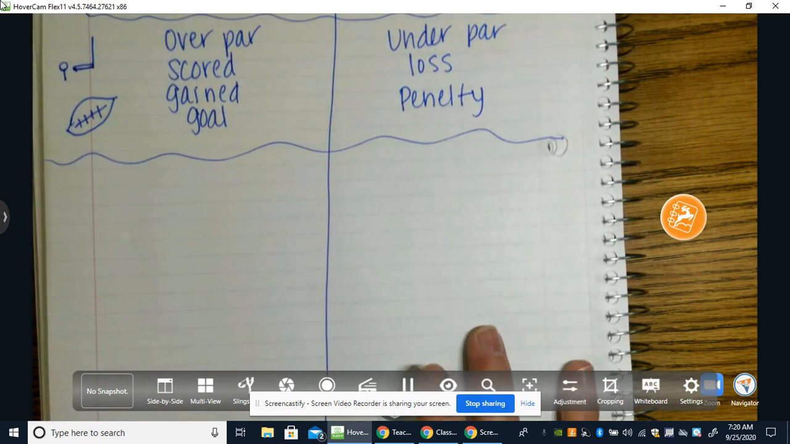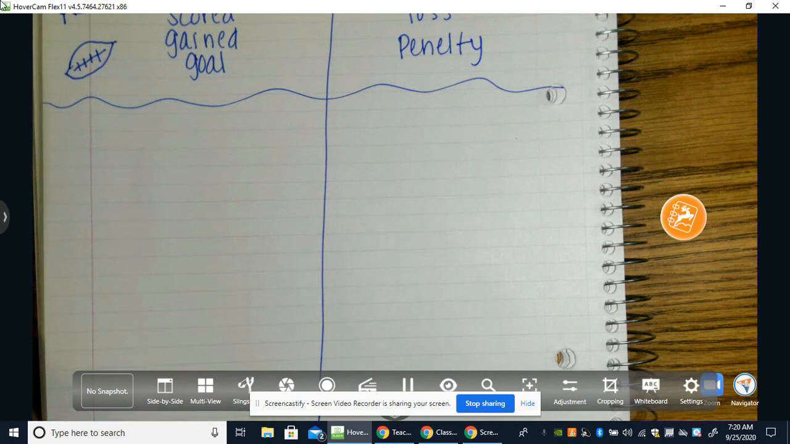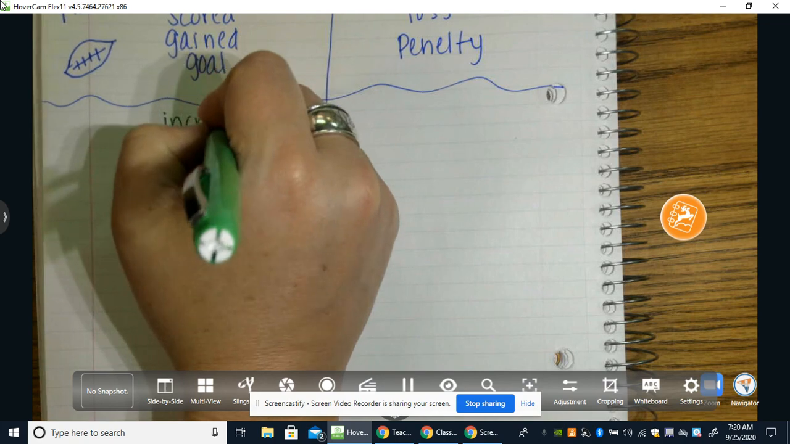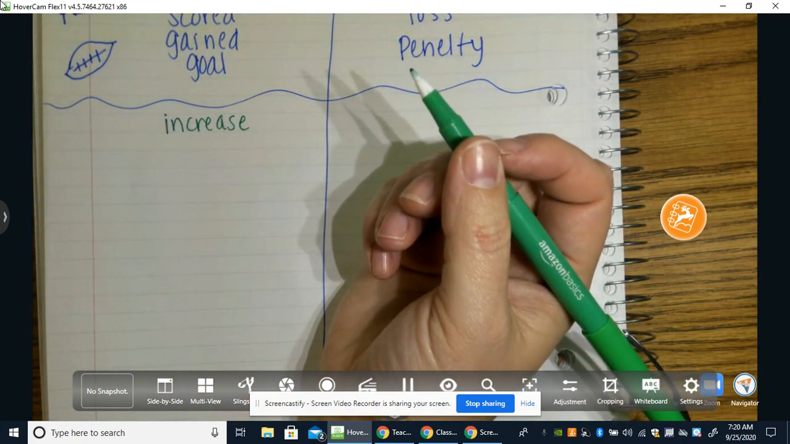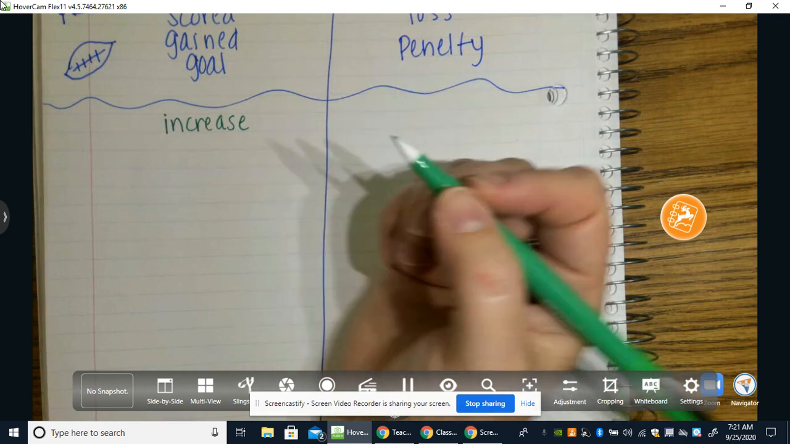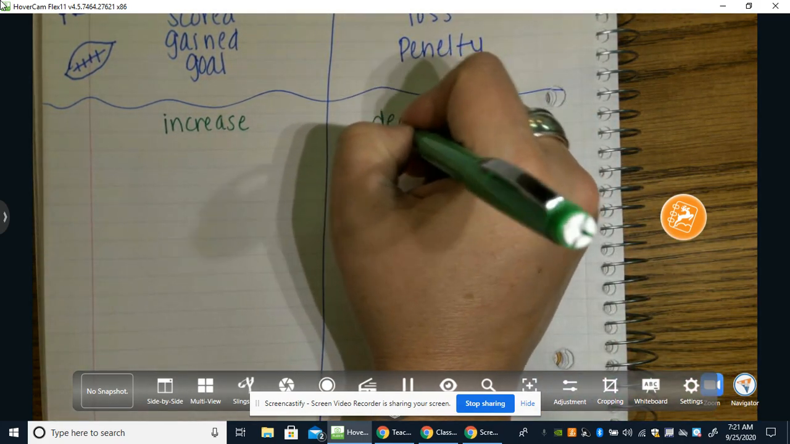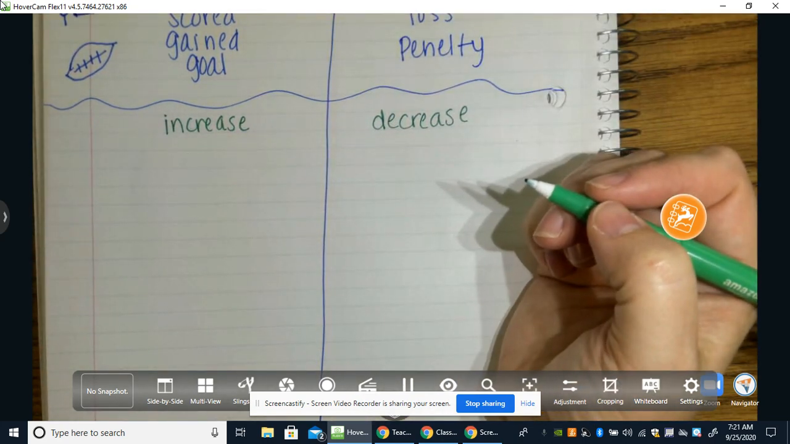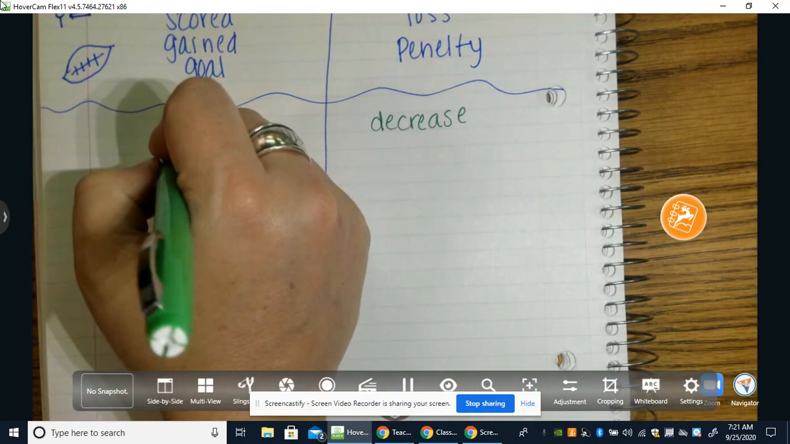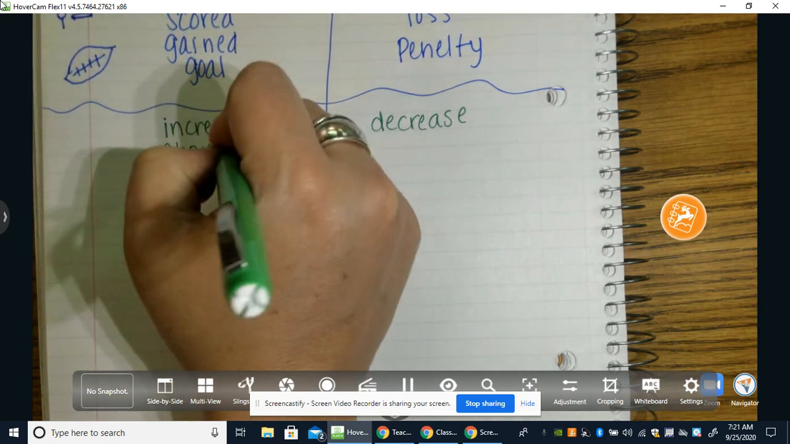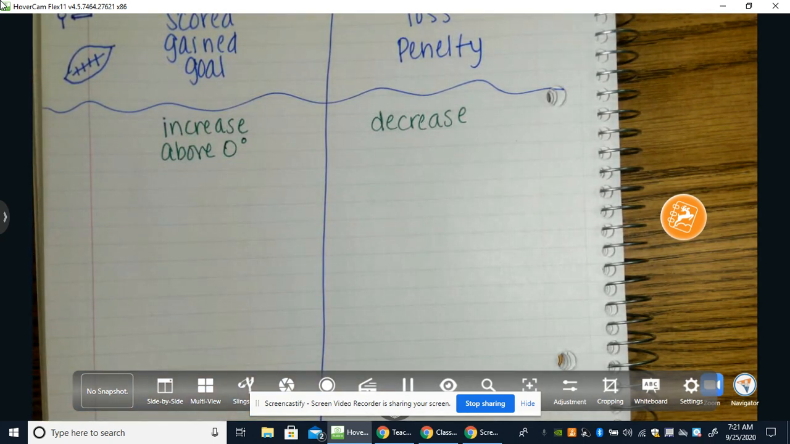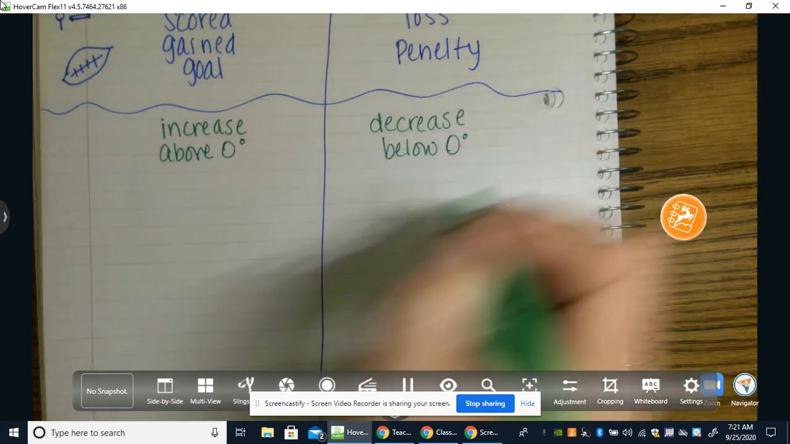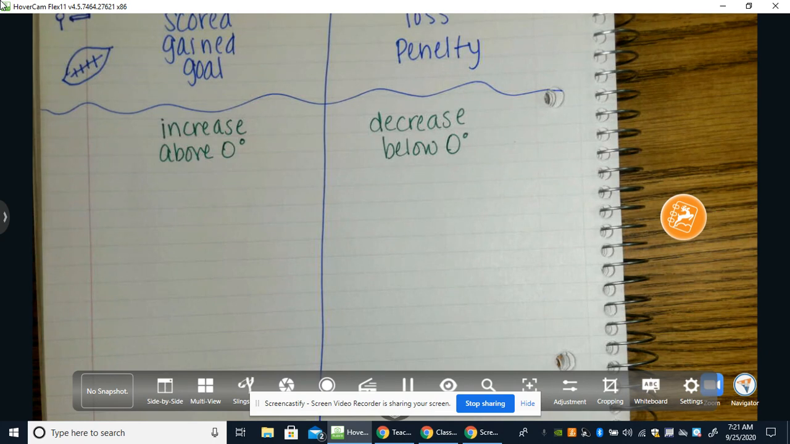Okay, our next section that we're going to talk about is temperature. So if we have an increase in the temperature, it would be under a positive integer. If that cold front comes in, we have a decrease in temperature. It would be a negative integer. The temperature is going to drop. If it's above 0 degrees, those are all positive integers. If it's below 0 degrees, we're talking about negative integers.